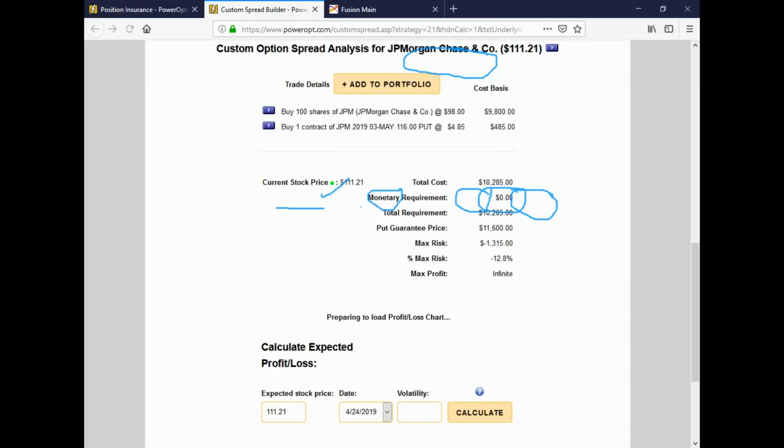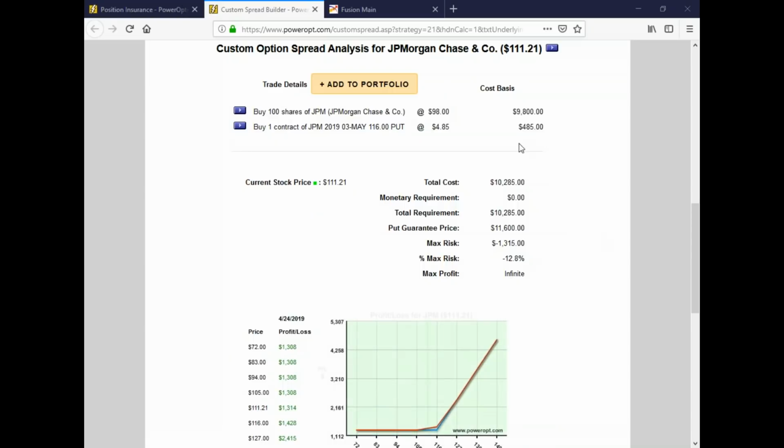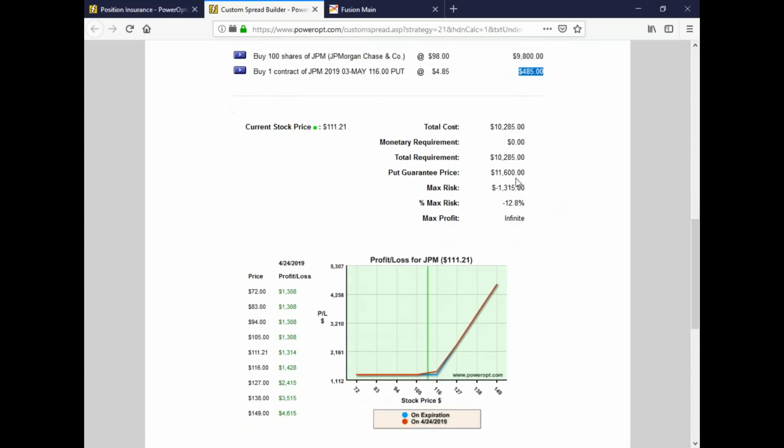Let's take a look at what that would look like. So my cost basis of $98 per share, a 116 put 21 days out at 485, total cost in 102.85, 100 shares, 10,285, guaranteed to get 116 back. That is the worst case scenario. The worst thing I can do between now and May 3rd is profit 12.8%.